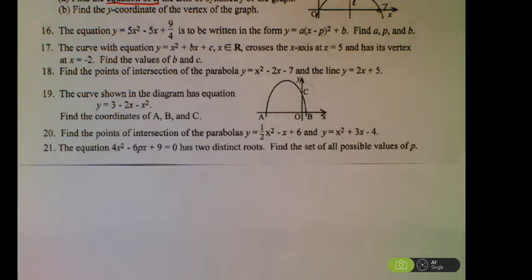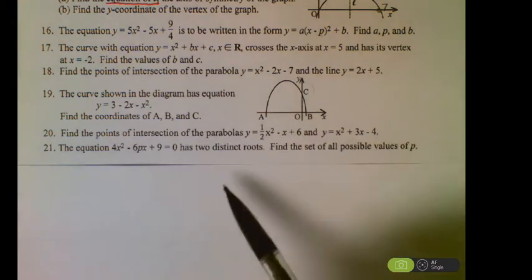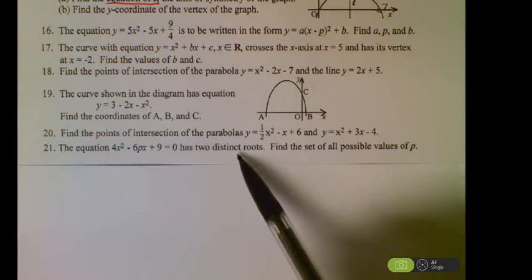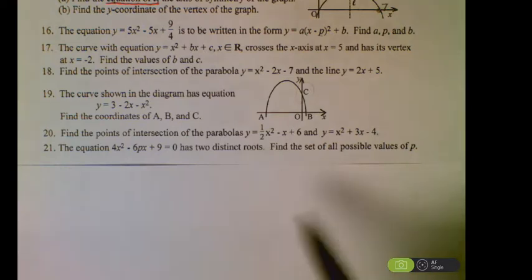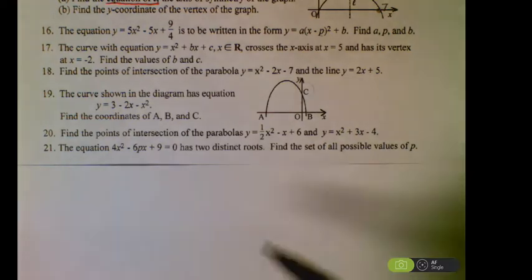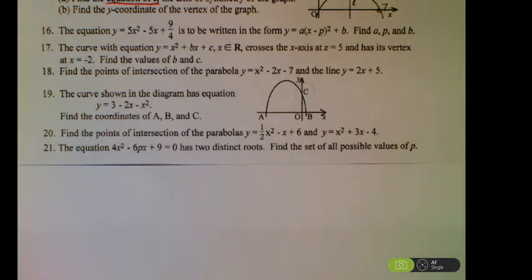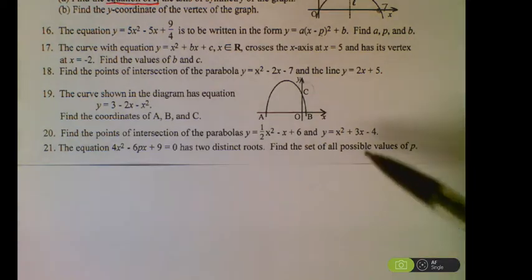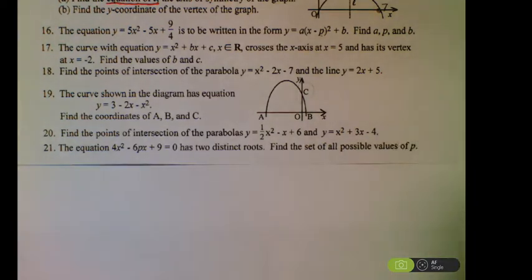So for the last one, number 21, we get a little different wording on this one. They're giving us a function. They tell us that there are 2 distinct roots. And so that just means there are 2 separate roots. So we're back into a case where there are 2 solutions to this. So we're finding all possible values of p.